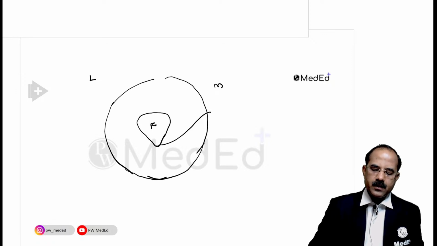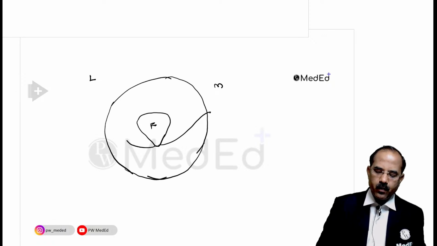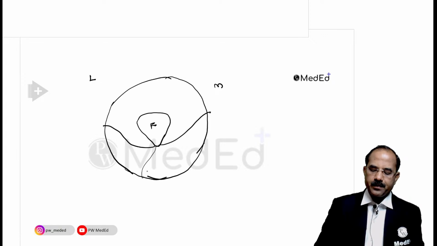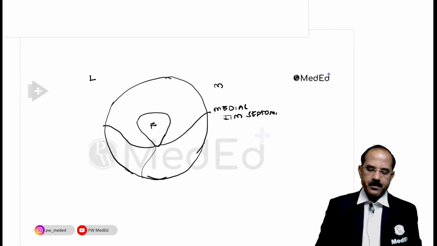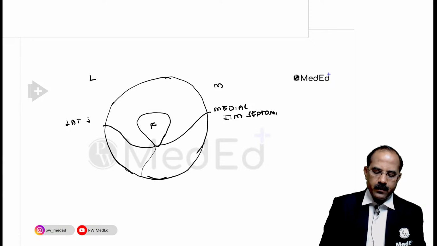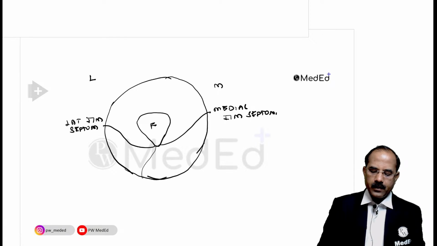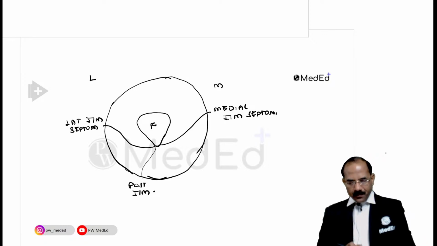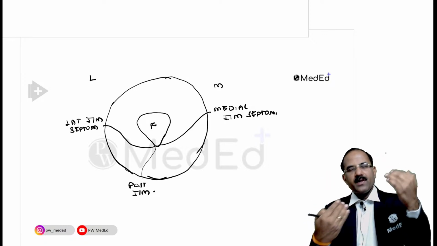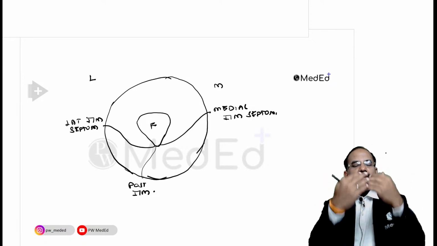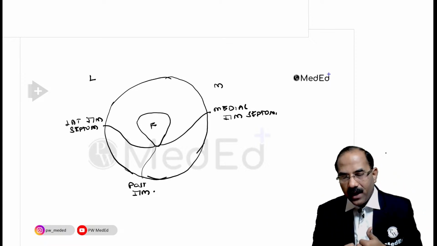So what is this septa? This is one septa and this is one septa. So what is this? Medial intermuscular septum. This is the lateral intermuscular septum. And what will this be? Posterior intermuscular septum. So the medial, the lateral and the posterior intermuscular septum divide the thigh into three compartments.